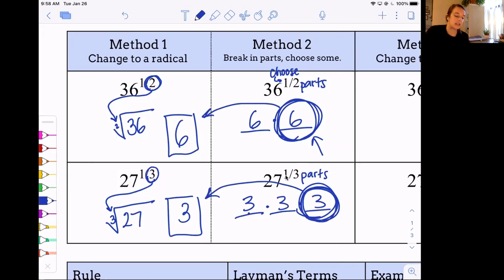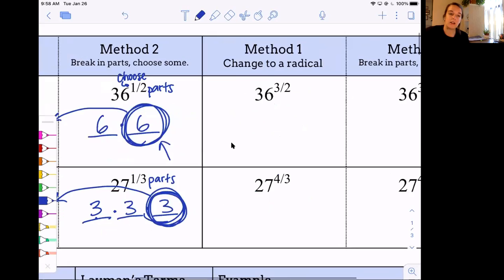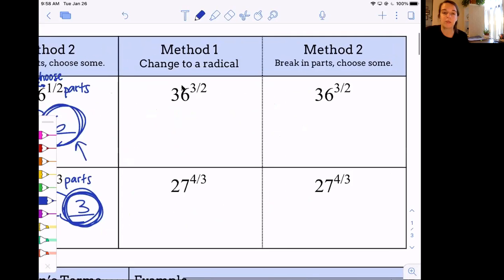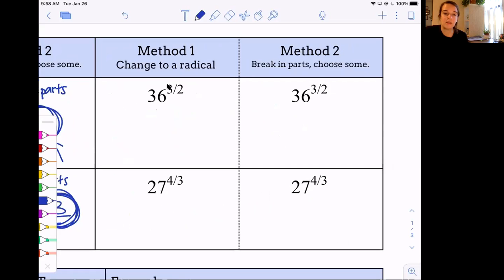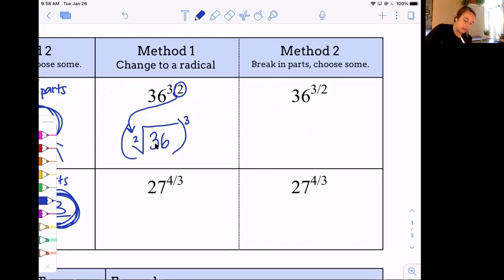I think it is more exciting for these ones where it is not just 1/2, but actually 3/2. When I think about this one as a radical, I'm going to take my 2, make it my index. I have 36, and then this whole thing is still to the power of 3, like that. So now I'm thinking, okay, the square root of 36, that would be 6 to the power of 3. 6 times 6 times 6 would be 216.